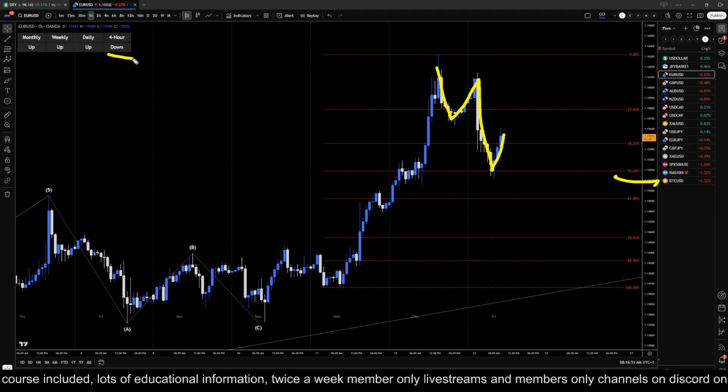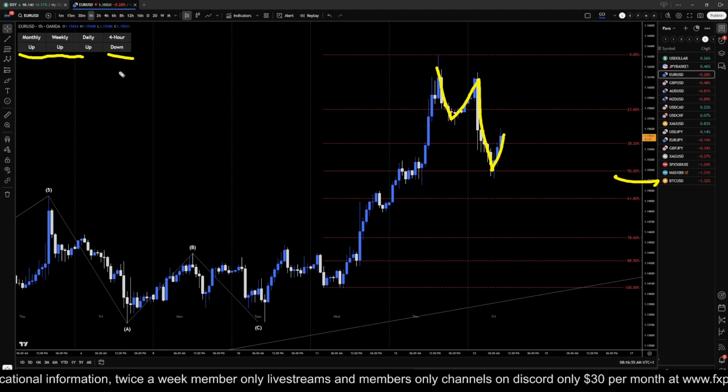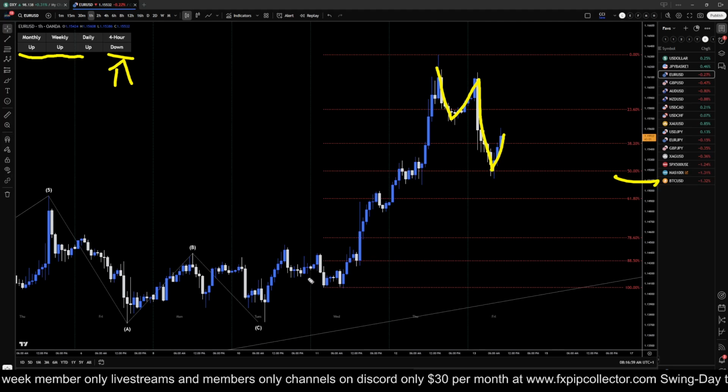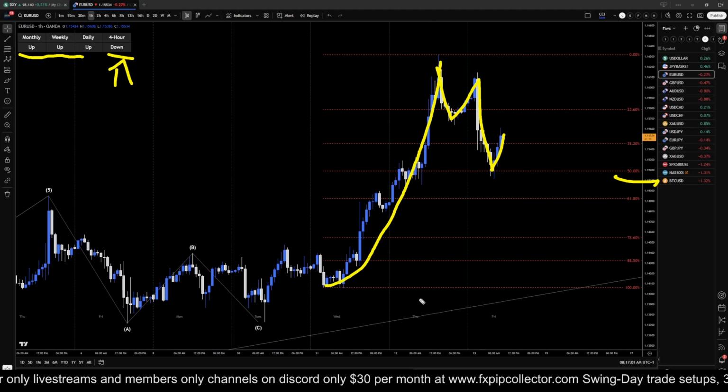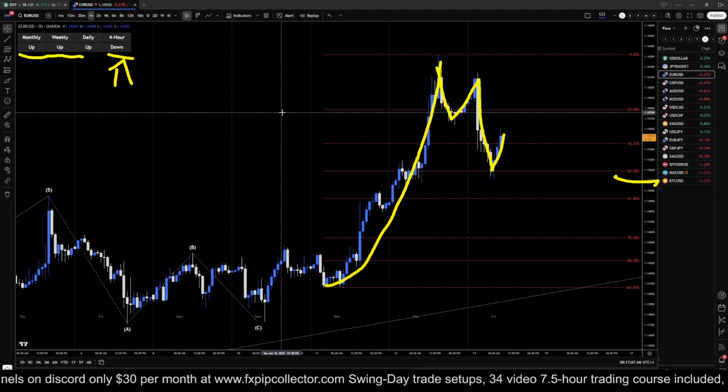Like I said, yes, the 4 hour did break down, but when all the higher time frames are up and the shorter time frames break down, you kind of need to assume that anything you see to the downside is nothing more than a correction to the higher time frame uptrend. So definitely still looking for longs on these sort of time frames, potentially for the continuation of the uptrend.